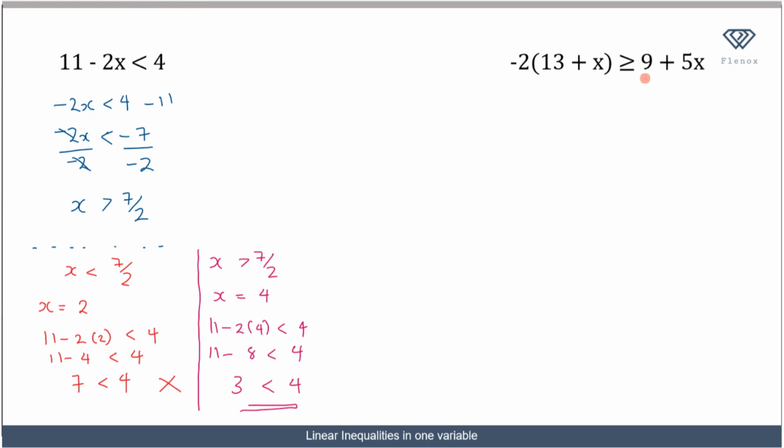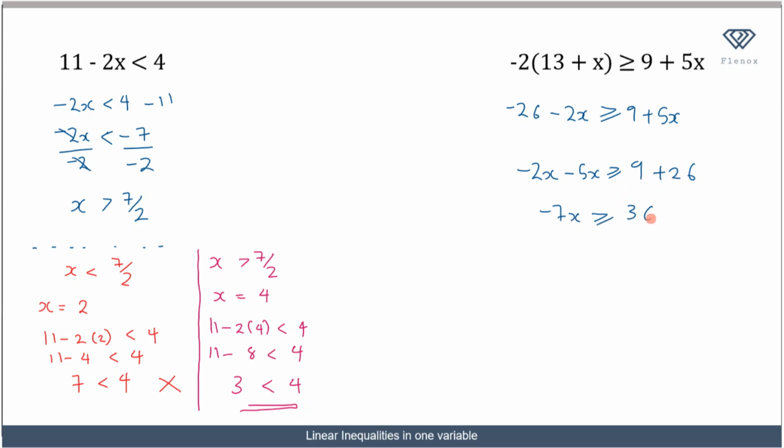Here we proceed normally, we expand. Minus 2 times 13 gives me minus 26, plus minus 2 times x gives me minus 2x, is greater than or equal to 9 plus 5x. So you collect like terms. You have minus 2x, and when you bring 5x over here, you have minus 5x is greater than or equal to 9, and you bring the minus 26 over here, you have plus 26.